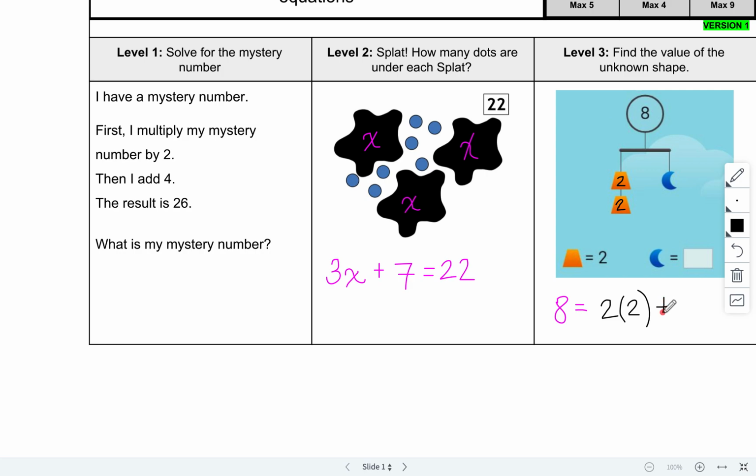But the other part of the system, we also need to account for this blue moon, but we don't know how much the blue moon weighs, and that's what we're actually trying to find out. So it's technically our mystery number or our variable, so we can call it x. Okay, and then like I said, this can be simplified to 8 equals 2 times 2 is 4 plus x.